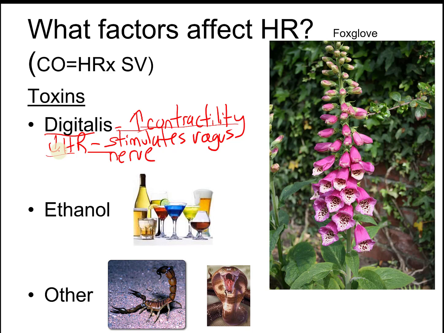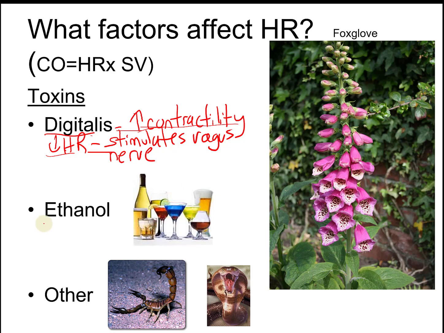Nowadays, it's made in the lab, but the therapeutic dose is very close to the lethal dose. And what that means is the amount of the drug that will help you is not that much less than the amount of the drug that will kill you. So you have to be very careful with this particular medication, and of course this plant is very toxic to humans and animals. Ethanol is another example of a drug, and it depends on its use.